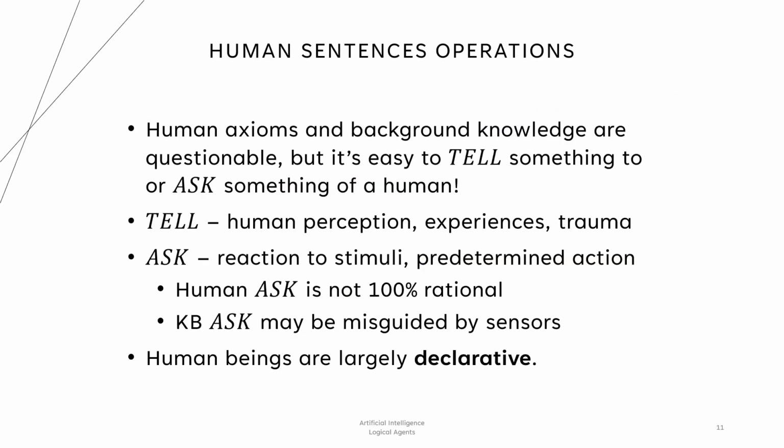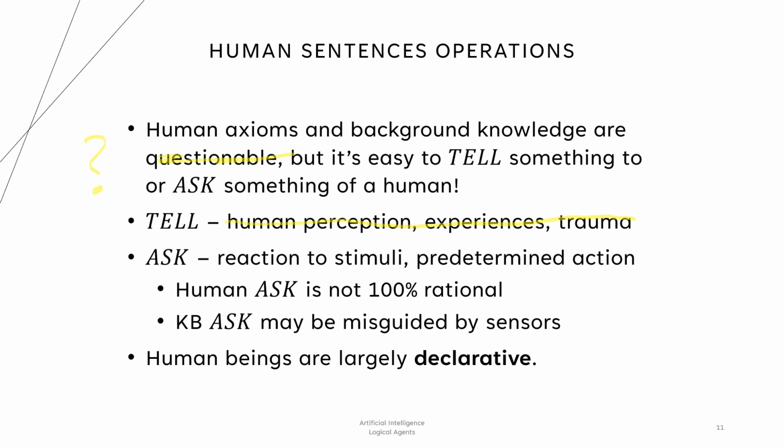All right, so for humans, going back to our example, human axioms and background knowledge are questionable. That's more of a topic for religion or philosophy, but it's easy to tell something or ask something of a human. When we see the world around us, when we experience things, when we interact with other people, when we have bad experiences, that enters our knowledge base, our memory, and that influences a lot of the actions that we're going to take in the future. For instance, one experience a lot of us have as kids is we are told that putting your hand on a hot stove is a bad idea because you burn your hand.